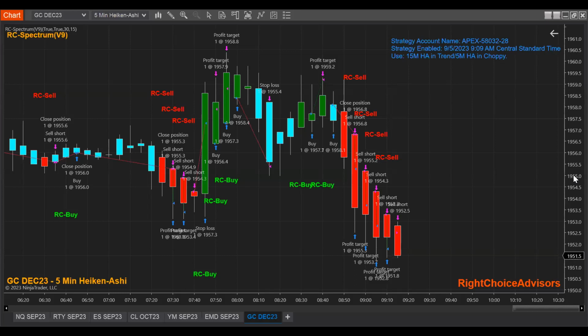Right. So I enable the strategy and I let the algo take buys and sells. I enabled it on different tickers because we know that all these tickers can move well on a day like this. So we did NQ, ES, Russell, YM. We connected with different Apex accounts, EMD, GC, and then we just have to keep waiting for the algo to take the positions.